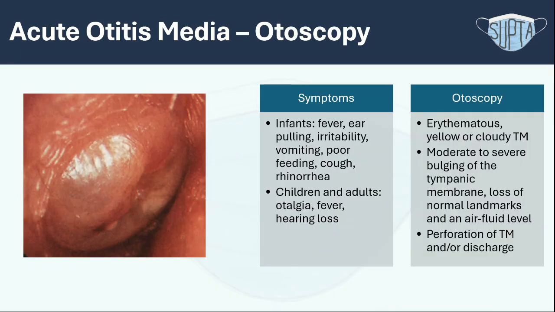So on otoscopy, you can see here you have a very erythematous, inflamed tympanic membrane, which is bulging. In infants, you might have fever, ear pulling, irritability, vomiting, poor feeding, things like that. And in children and adults, it's important to be aware of otalgia, fever, and hearing loss. And then on otoscopy, you can see these changes here: an erythematous, yellow, or cloudy tympanic membrane, moderate to severe bulging, and a loss of the normal landmarks like the cone of light reflex. And then you may even see a perforation of the tympanic membrane or any discharge as well.